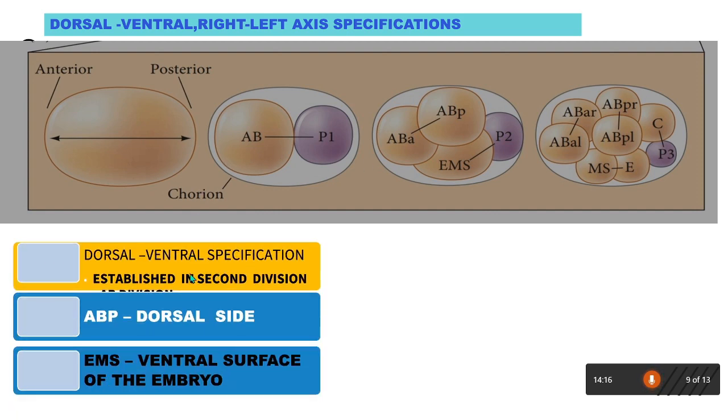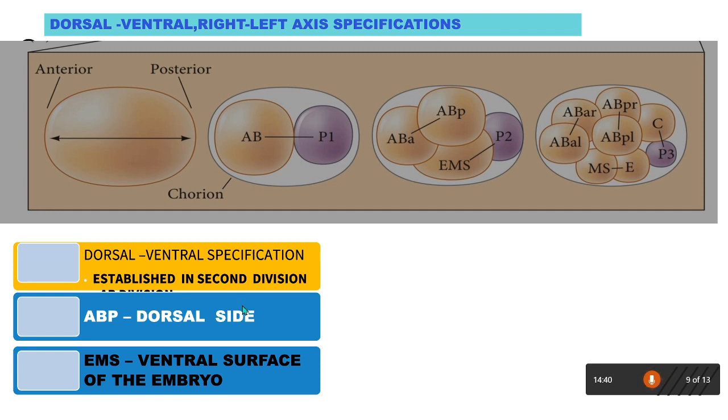Dorsal-ventral specification is established in the second division, that is the ABP division. AB is cleaved into ABA and ABP. Where ABP is present, it will be the dorsal side of the embryo. Where EMS is present, it will be the ventral surface of the embryo.